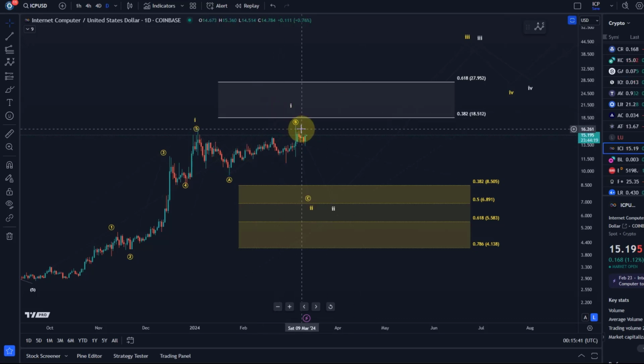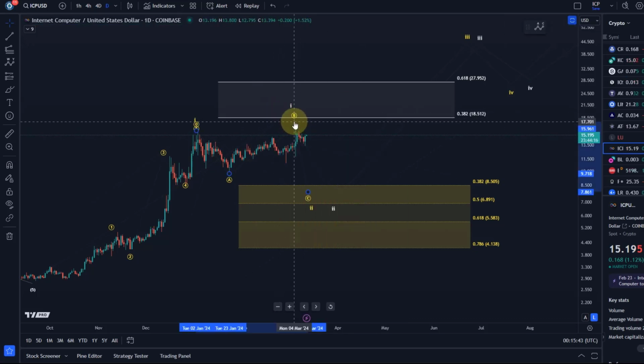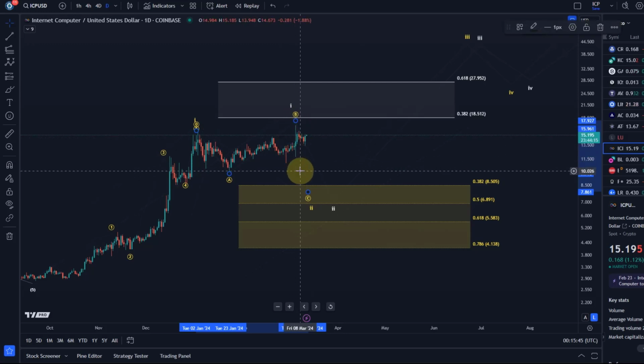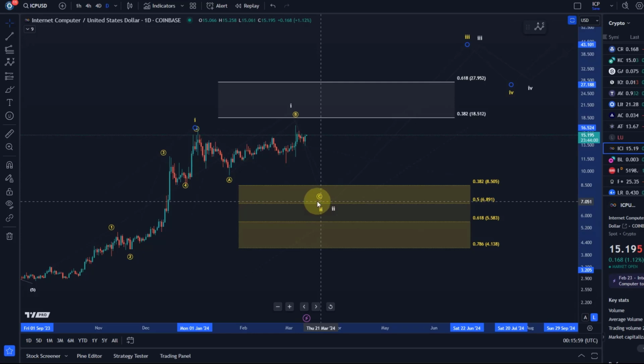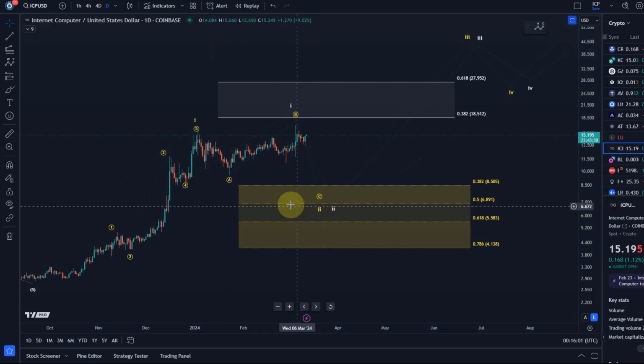I have no evidence here for a top in place. B waves can overshoot, and a break below this swing low, which was formed on the 28th of Feb at around $10.91, would be a good indication that the C wave to the downside has started to unfold. The C wave would be a 5-wave pattern.